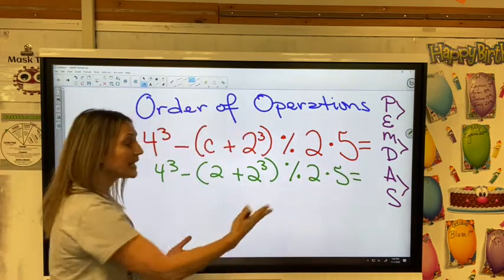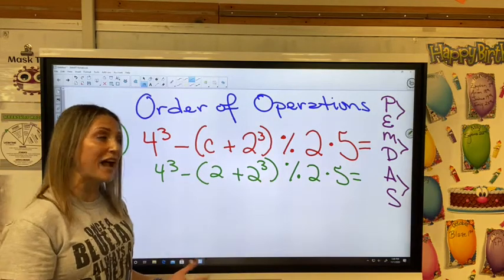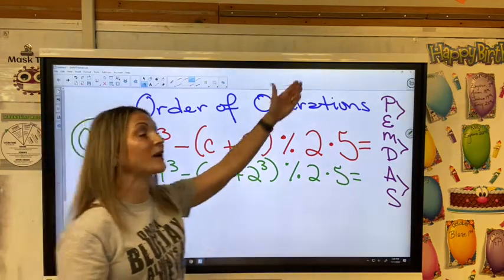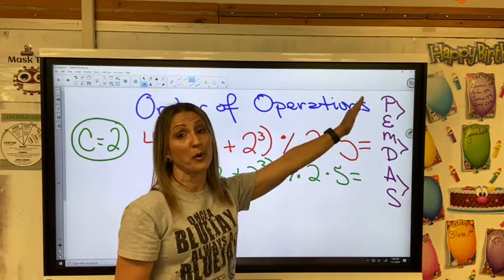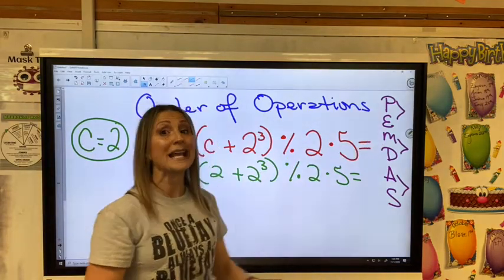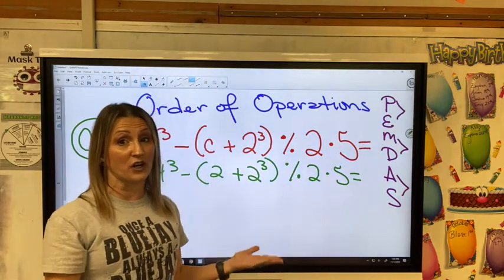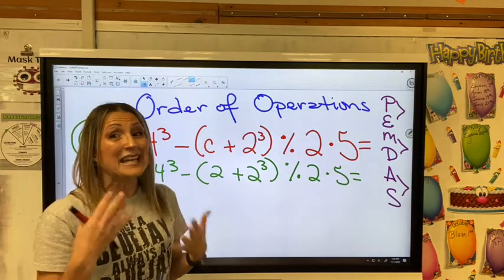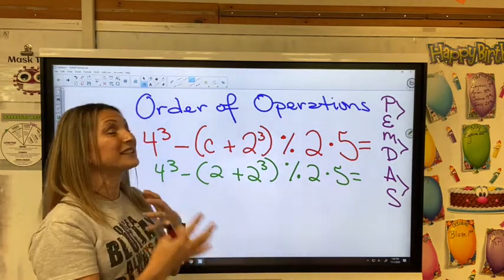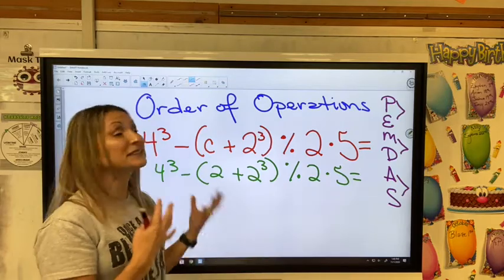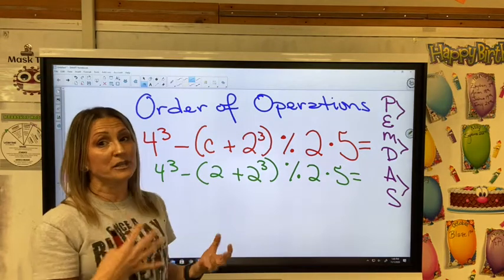So now everything is filled in. I know all the numerical values. Now I can start following my order of operations, looking for parentheses and exponents. And I should do the parentheses first. Or, like I said, if it's not involved in parentheses, you can look for the exponents too. But since we see parentheses here, I'm going to do those first.